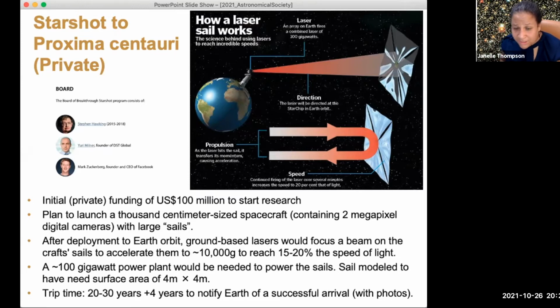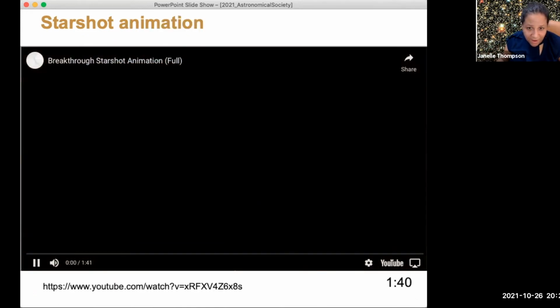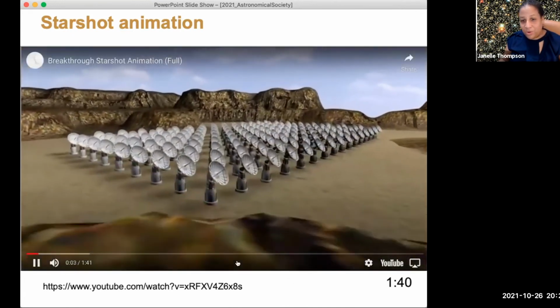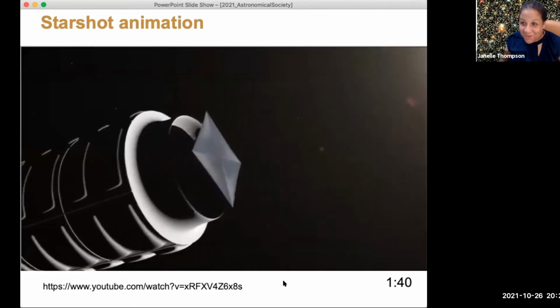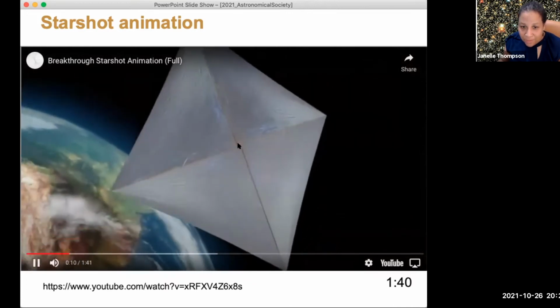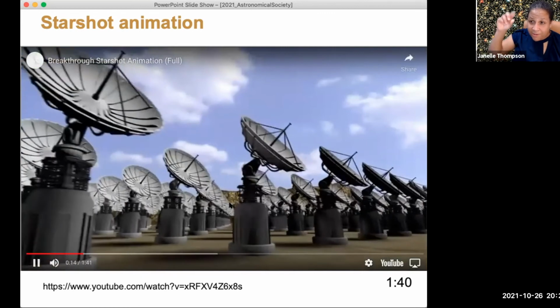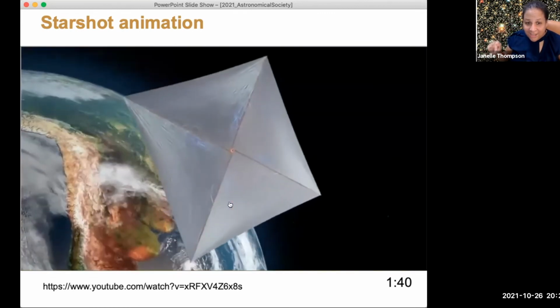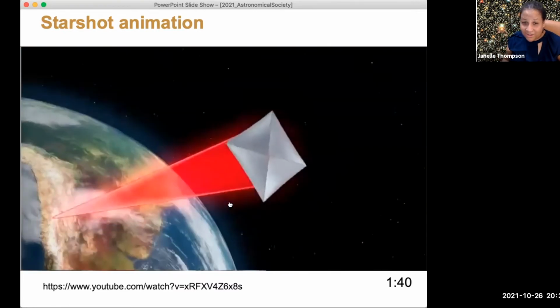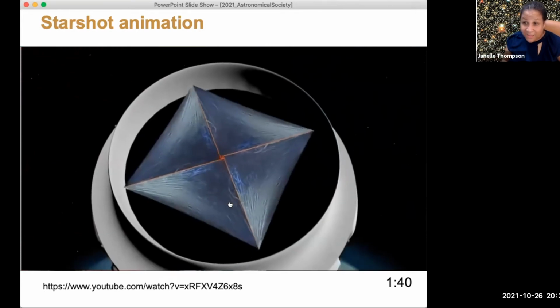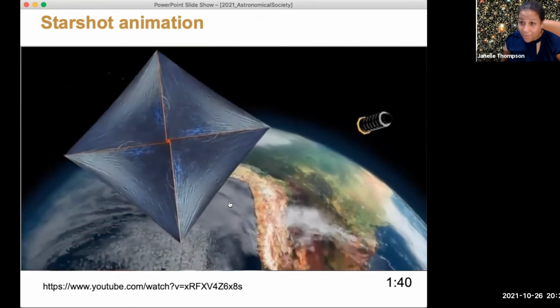The initial private funding was 100 million to start research. The idea is to send very, very lightweight cameras on a 30-year journey to the Proxima Centauri system and take some great pictures of our close neighbor solar system or planetary system, and then beam those back to us. So this is just a quick animation of their ambitions here. So basically the idea is to create a laser array somewhere in the world, and then to have these little tiny cameras, 2 megapixel cameras, in the middle of a 4 meter by 4 meter sail. And then you're going to hit the sail with a blast of tons of laser energy and accelerate it to about maybe 10% the speed of light so that it can make that transit to Proxima within a reasonable time frame.